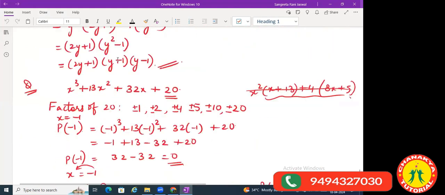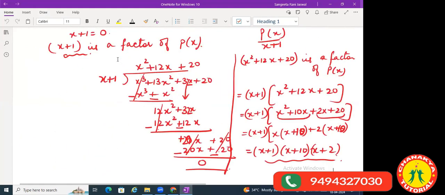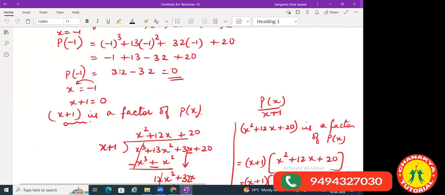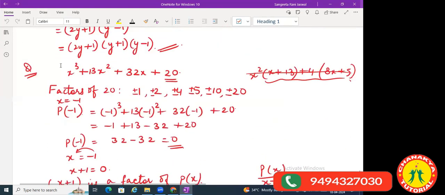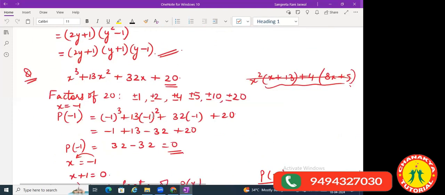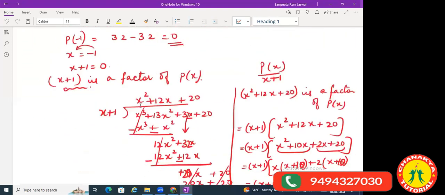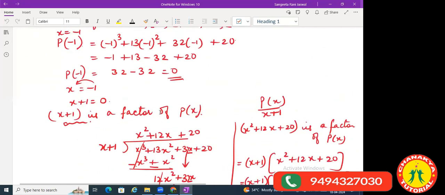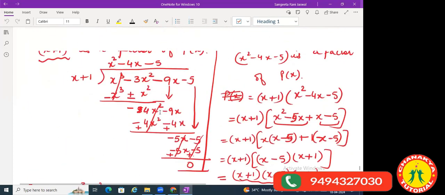Okay, so in the last class, we were doing the factorization sums for the cubic equation. In this type of cubic equation, we were able to find the three zeros, the factors of the polynomial, with this method. But in this case, we could not find them, so we used the division method. These were the questions that we did.